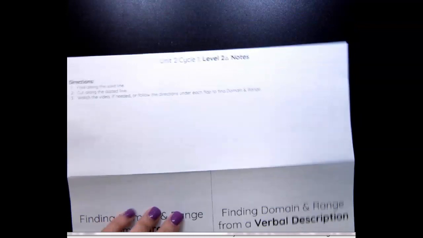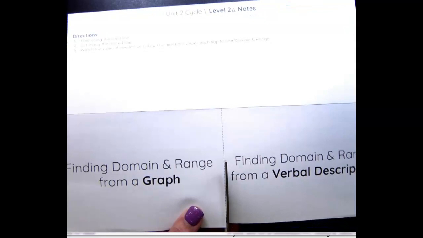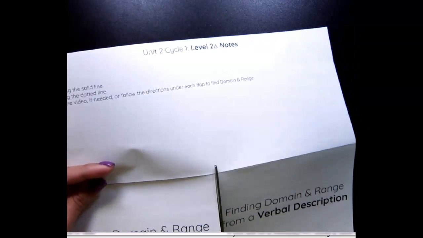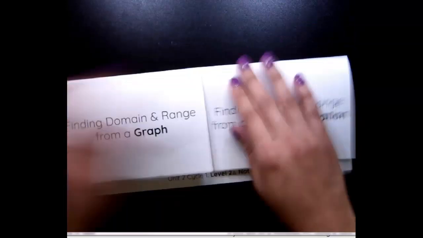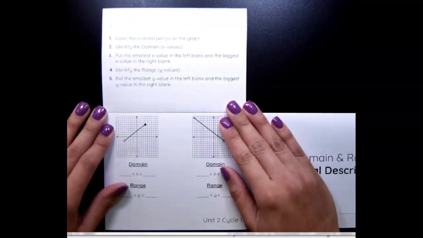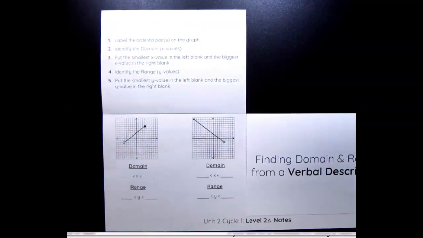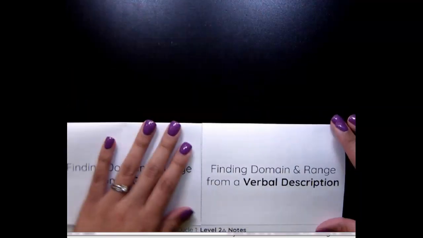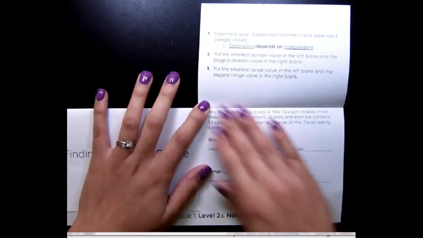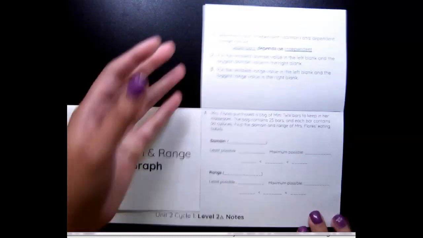I'm going to unfold mine just to make it easier for cutting. Do not cut past the solid line. So, if you need help finding domain and range from a graph, you lift this flap. It tells you exactly how to do it. You follow the steps with the examples. If you need help finding domain and range from a verbal description, which is a word problem, then you follow the directions and you complete the problem.